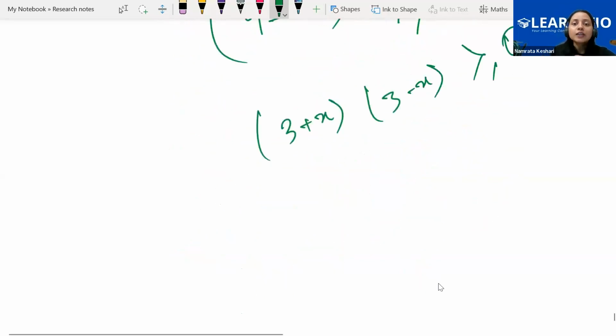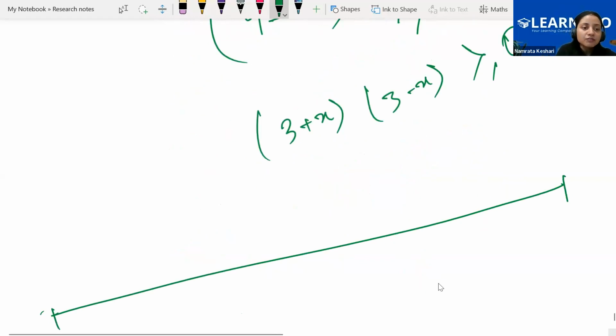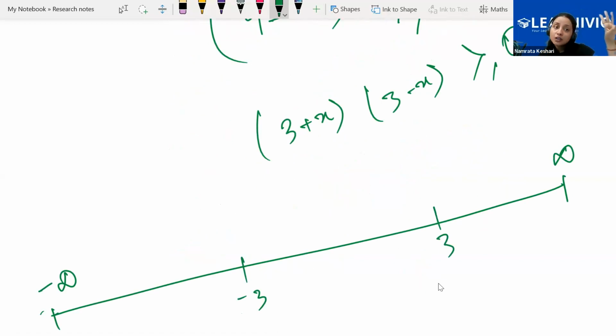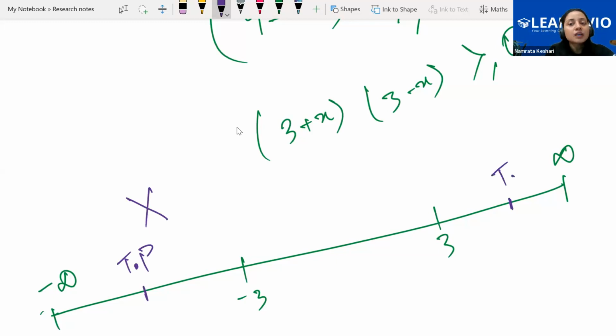Now we will draw the real line to check which interval is acceptable and which is not. The real line consists of -infinity to +infinity. From here, we get two values, one is -3, another is 3. This is how we get 3 intervals: -infinity to -3, -3 to +3, and 3 to infinity. In these 3 intervals, we take a test point. Here the test point did not come out true. Here also we took a test point, and it did not come out true. Here we took one test point and it was true. That means this interval is acceptable. -3 to 3 is acceptable.